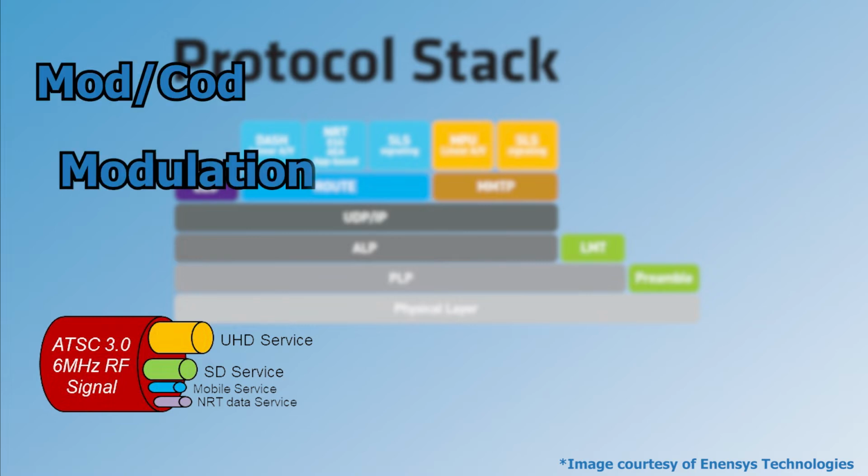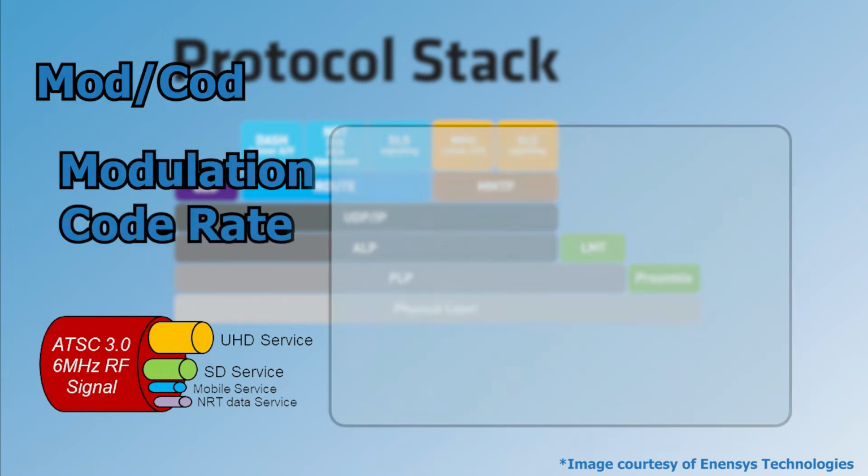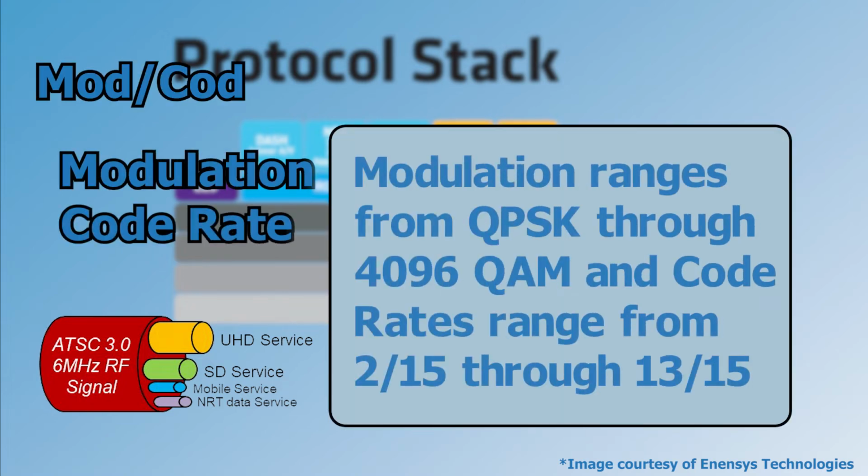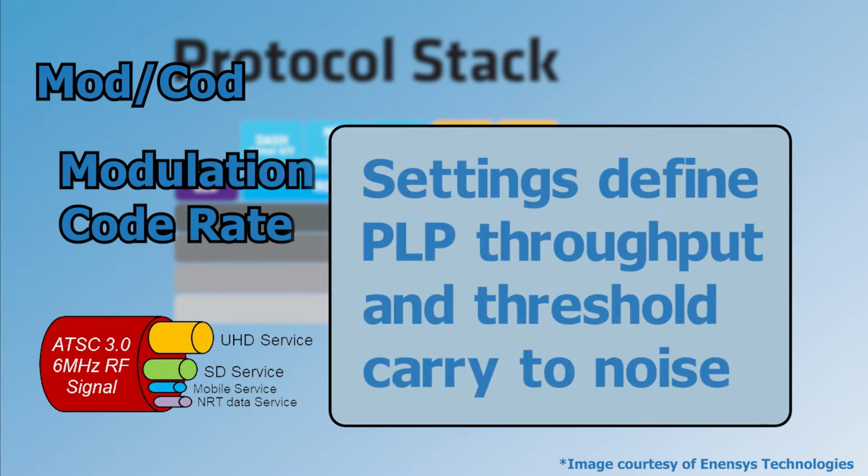ModCod is the modulation and code rate settings within the broadcast gateway. Modulation options range from QPSK through 4096 QAM. And there are 12 different code rates from 2/15 through 13/15. These settings define the PLP throughput as well as the threshold carrier noise.